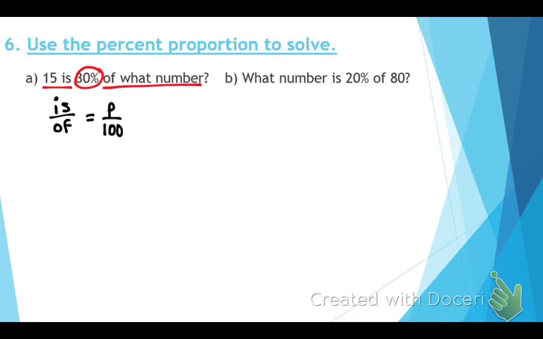Then remember, all we're doing at this point now is just plugging in the is, the of, and the P. Matthew, what is my is? 15. Huang, what is my of? X.